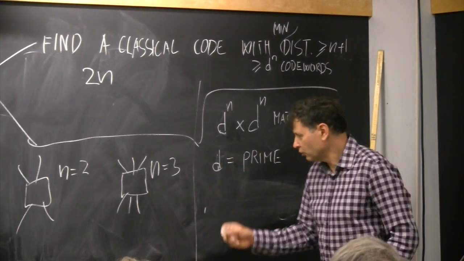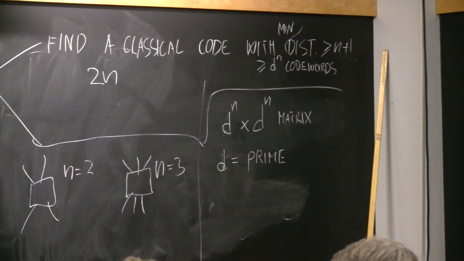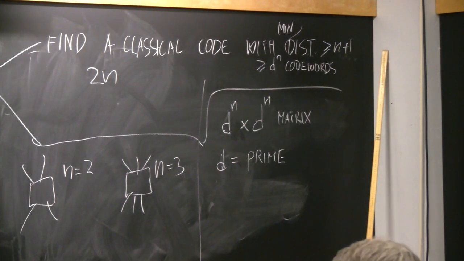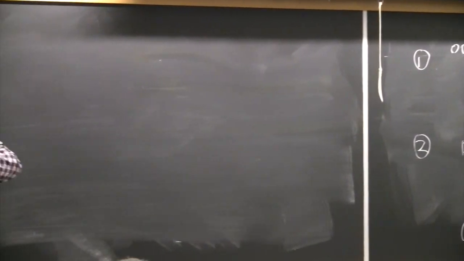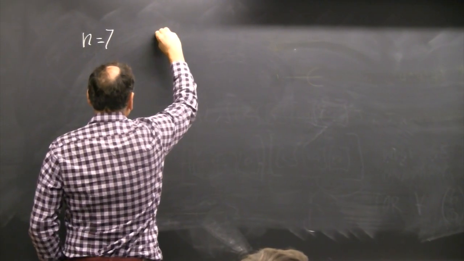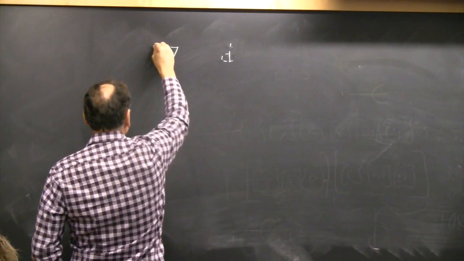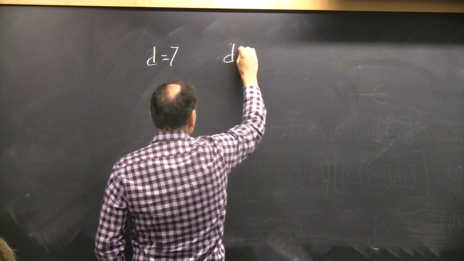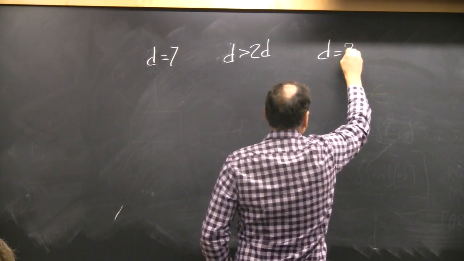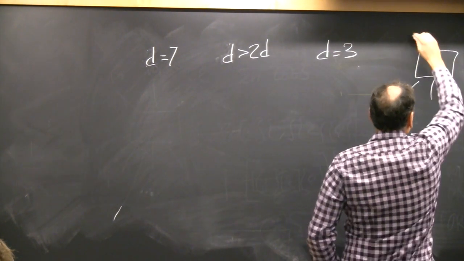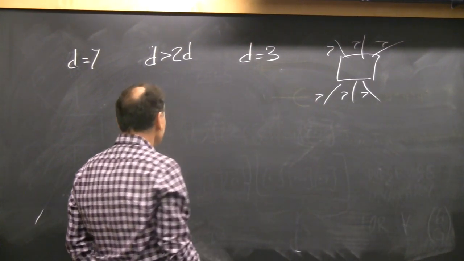For instance, now just construction by example, and really that's my last thing to say, let's assume that n equals 7. So d equals 7, and I chose d to be greater than 2n, and let's assume here that n equals 3, so we are now trying to construct something where each dimension is 7, and here is my construction.